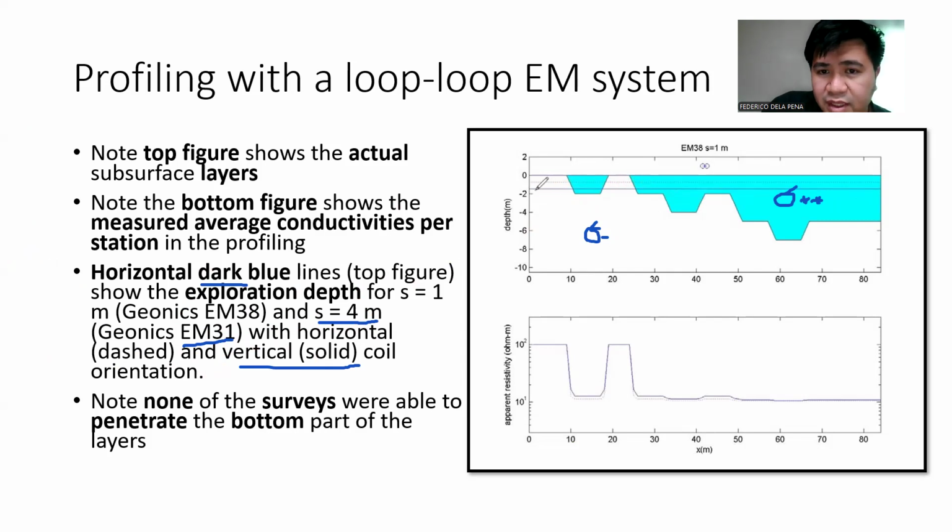So this red one is the limit penetrated by the VCP survey. And then the pink line here is the limit penetrated by the HCP survey. Okay. So you can see here, this is the response, or the apparent resistivities measured by the surveys. Okay. So at this point, they're quite similar, because you're just dealing with very shallow depths.